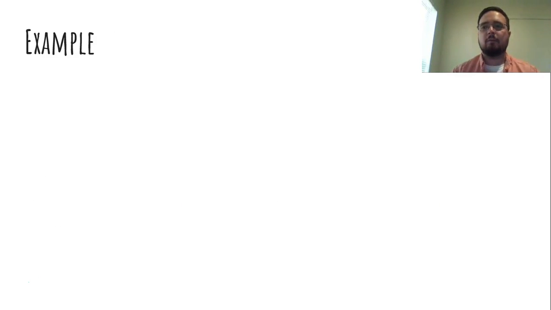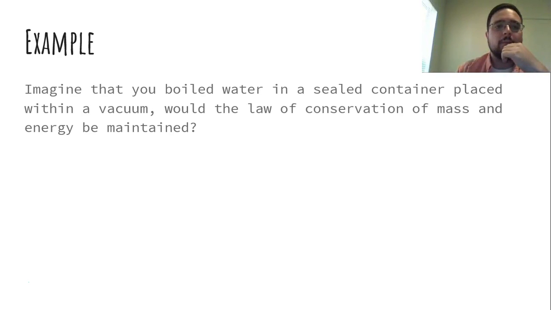So let's take a couple examples. Based off these laws, we're going to start making observations in science. So it's important to know when these laws are being conserved and when they are not, and why or why not, based on what system is defined, what the environment is, what's put in it, and so on. So imagine that you boiled water in a sealed container placed within a vacuum. Would the law of conservation of mass and energy be maintained?